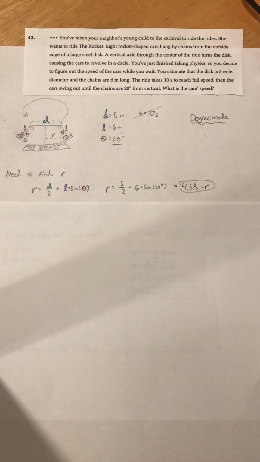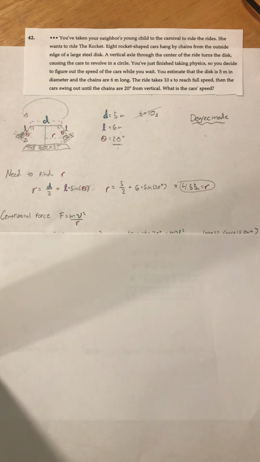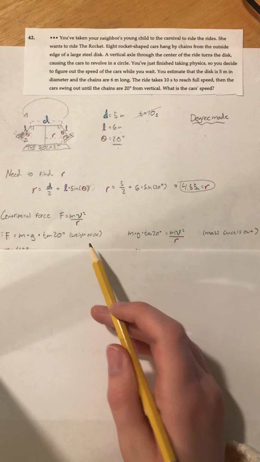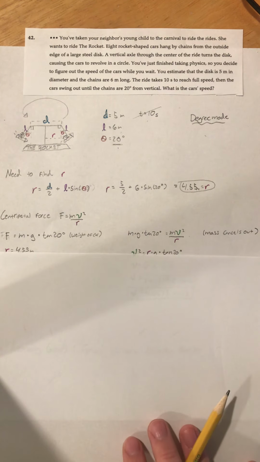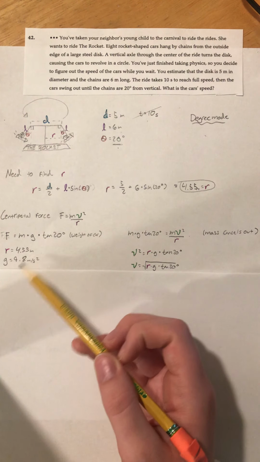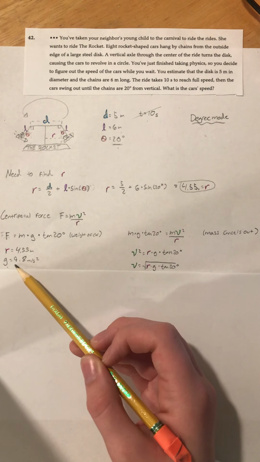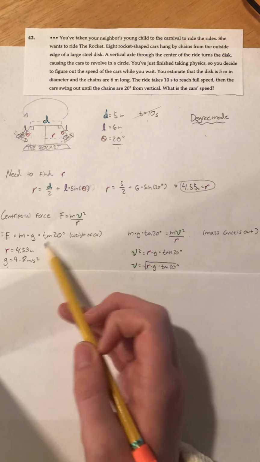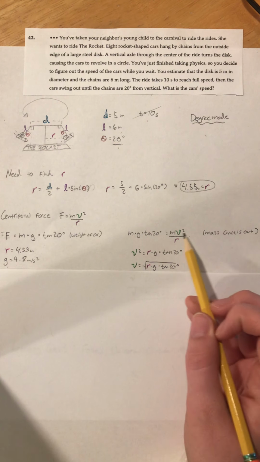Now we can worry about the velocity of the car. So the centripetal force, or just F, is going to be equal to the mass times the velocity squared over the radius. And we also know that F also equals the mass times the gravity constant times tangent of 20. And this is going to be kind of the weight of our car here. If the radius is 4.55 and we have gravity being 9.8, we can solve for what v is going to be in this situation.